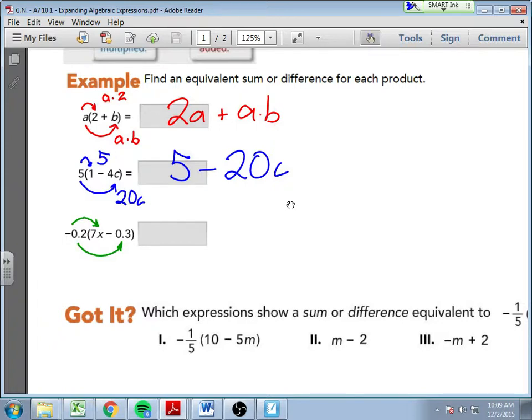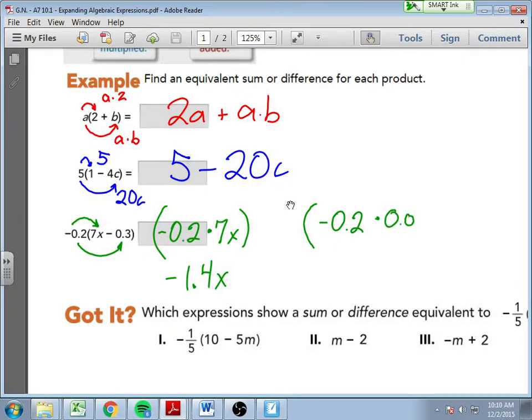Now, Olivia, this one gets a little bit more challenging. What's my first multiplication in green? Negative 2/10 times 7x. Yeah, which gives me? 1.4x. So I'm going to write this one out because it's a little bit harder to see. That's our first multiplication, and Olivia told us it gives us negative 1.4x. Our second multiplication, Shahib, gives us negative 0.06. So we do negative 0.02 times the 0.03.